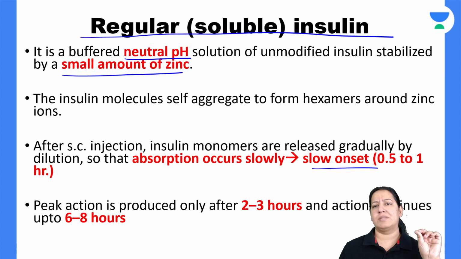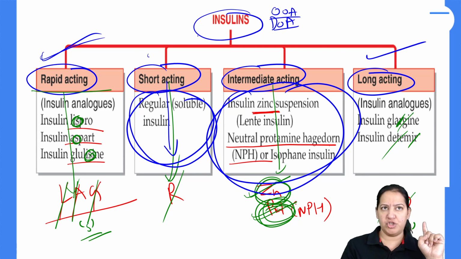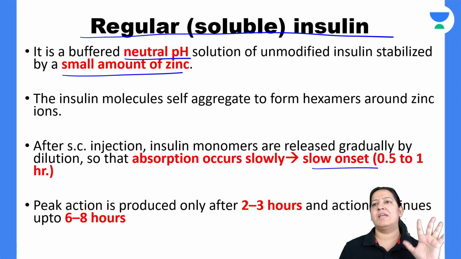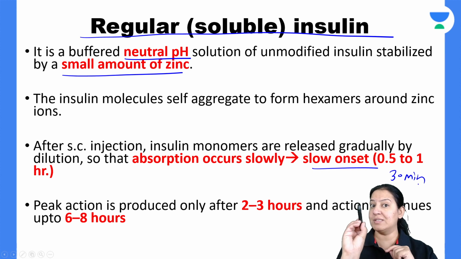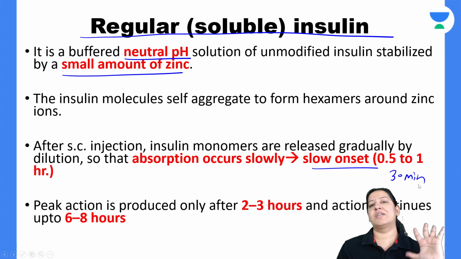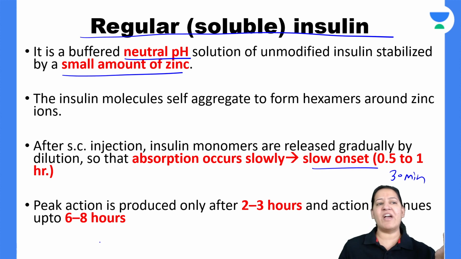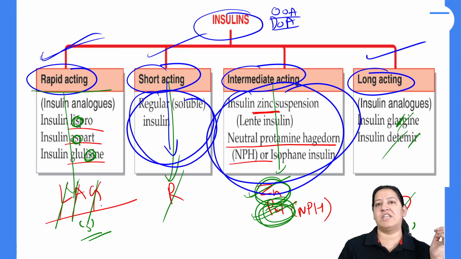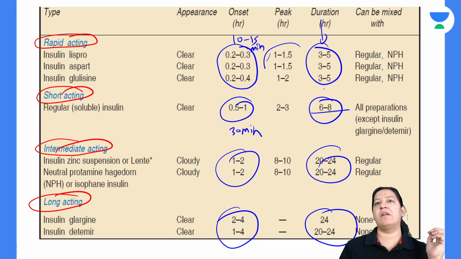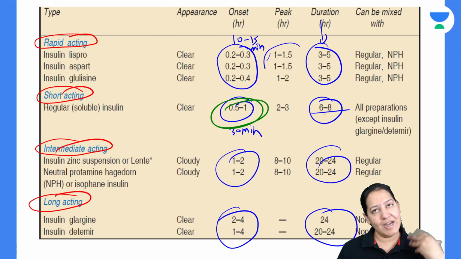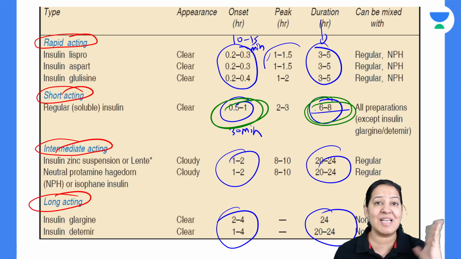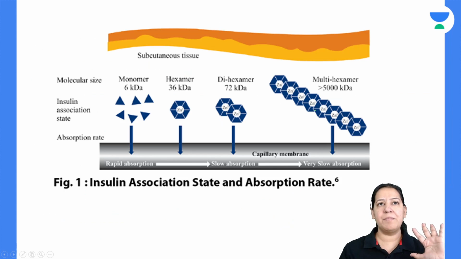It is slow in onset. It is not very rapid. It is short, so it is slightly slow in onset. It comes into role after 30 minutes of the injection. So once the person gives the subcutaneous injection of regular insulin, after 30 minutes, it will show its mechanism of action. And its action will remain there for the next 6 to 8 hours. So it comes into role after 30 minutes and its total action is sustained for 6 to 8 hours. So that is about regular insulin.